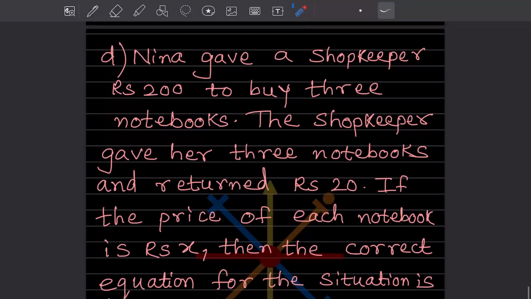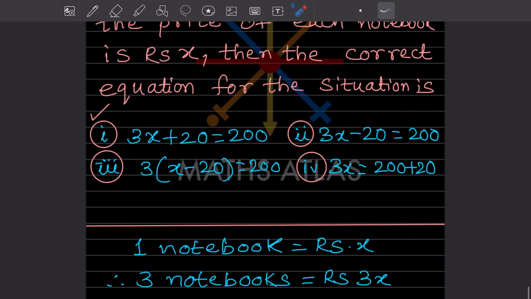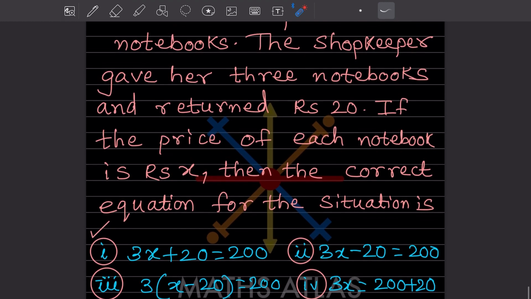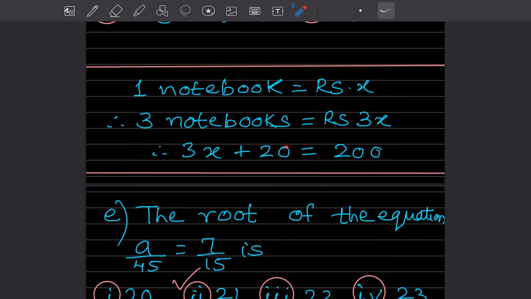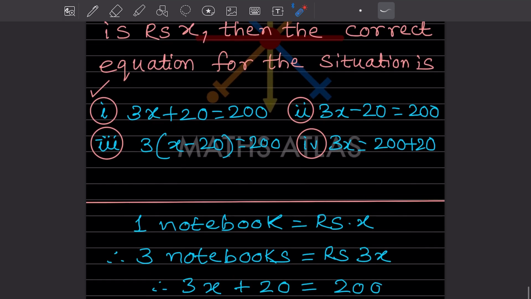Now Nina gave a shopkeeper rupees 200 to buy 3 notebooks. The shopkeeper gave her 3 notebooks and returned 20 rupees. If the price of each notebook, each means one notebook, is x, then the correct equation for this situation is what? So now see here, one notebook is x. So 3 notebooks is going to be 3x. And the shopkeeper is returning 20 rupees, right? So here 3x plus 20, that is, she's giving 200 rupees, right? So this should be the correct option. 3x plus 20 is 200.